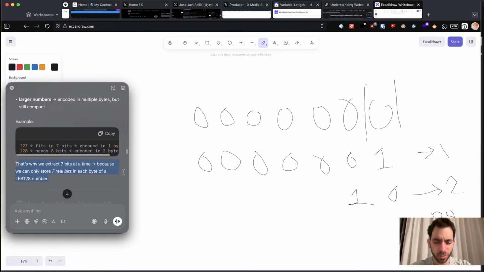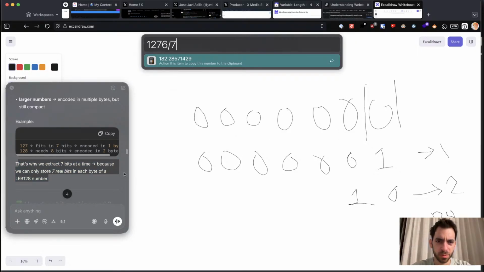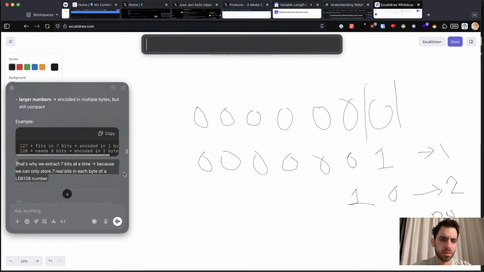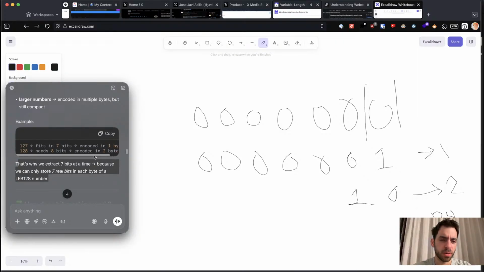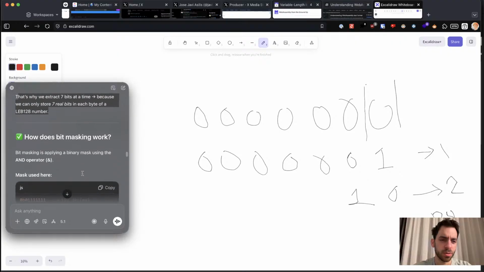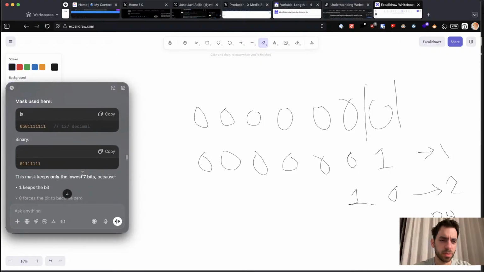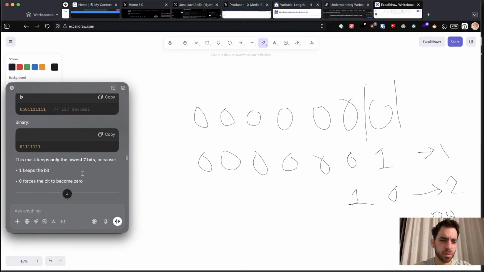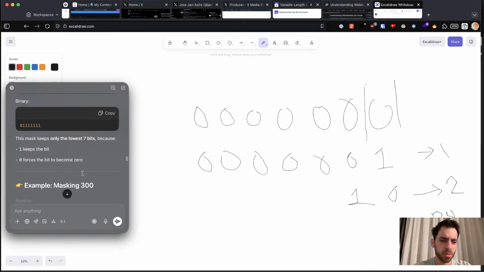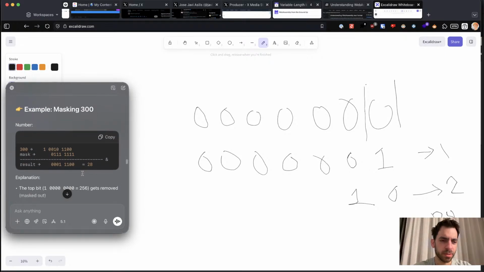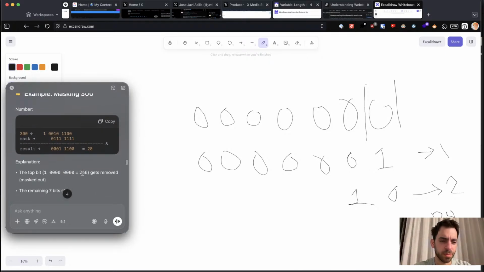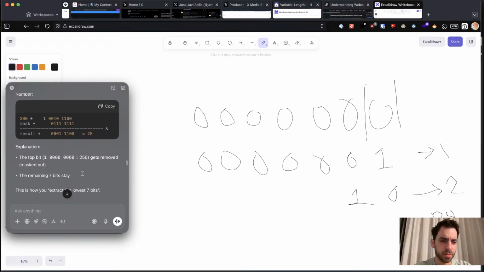But I think 127 was a prime number, wasn't it? So we should mask in 300. Mask, fill up. The top bit gets removed, masked out, and the remaining bits stay.